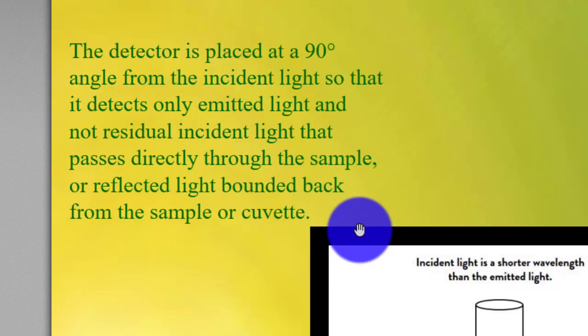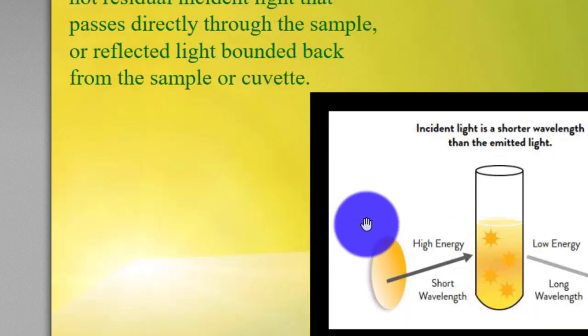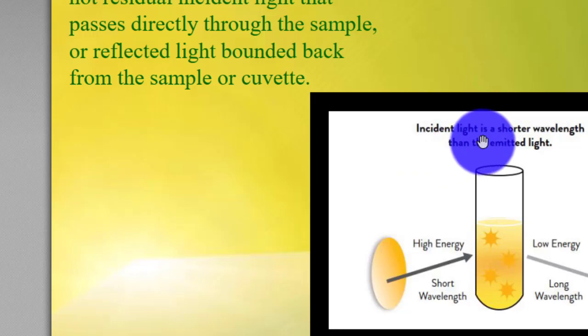The detector is placed at a 90 degree angle from the incident light so that it detects only emitted light and not residual incident light that passes directly through the sample or light reflected back from the sample or cuvette. Here, the incident light is a shorter wavelength than the emitted light. Shorter wavelength, and this is longer wavelength.